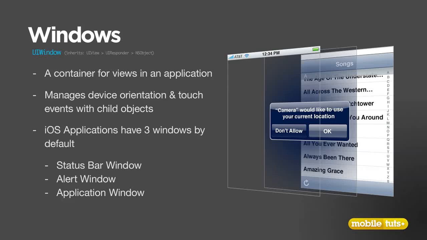In iOS applications, there are three layers of windows. The first and frontmost layer is the status bar window, which shows the status bar at the top with the reception information of the cellular device, the clock and the battery meter, as well as some other icons around GPS and other features like that. Then the middle layer is the alert view, where your UI alert view windows will be displayed above the application window. And of course the application window is where your main application resides.